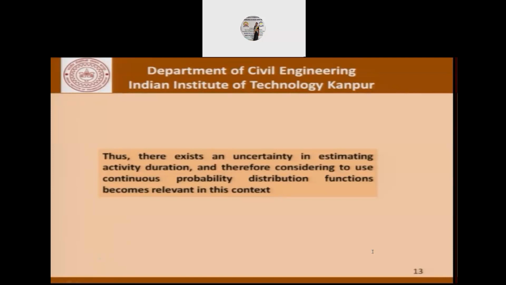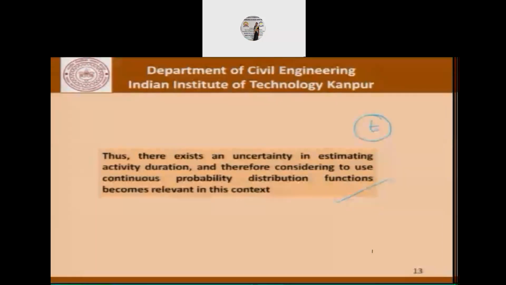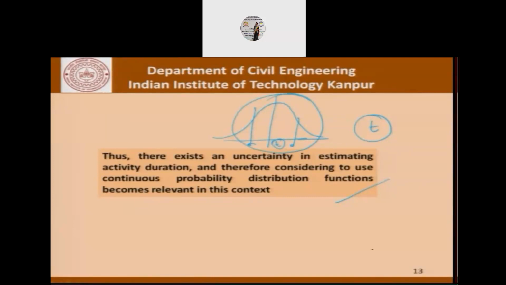This underlines the need to understand that there exists an uncertainty in estimating activity duration, and therefore considering continuous probability distribution functions becomes relevant in this case. So what we are saying in this sentence is, instead of assigning a particular time t for any activity, can we not talk in terms of a probability distribution? That is, yes, this activity will take some time, but that time could be maybe a little less, maybe a little more. So whether this distribution should be normal or not is the next question that we need to answer.